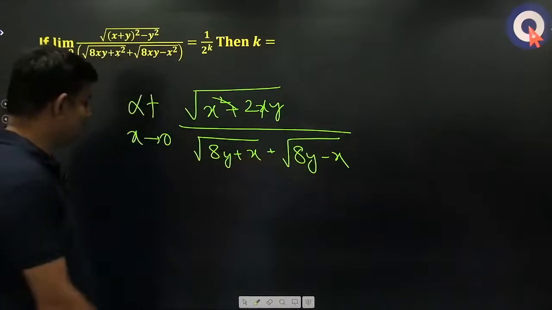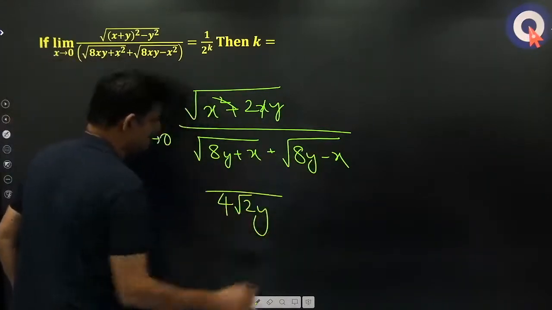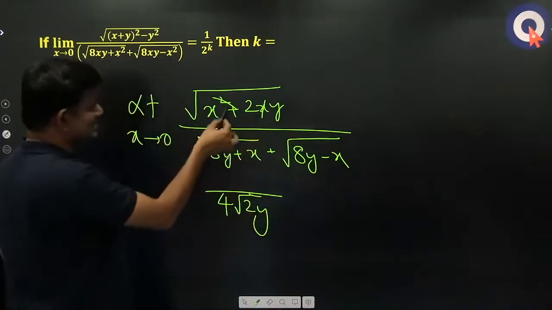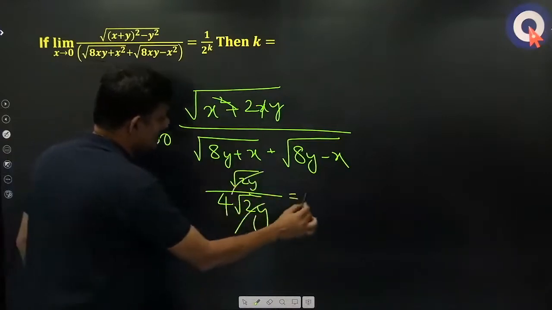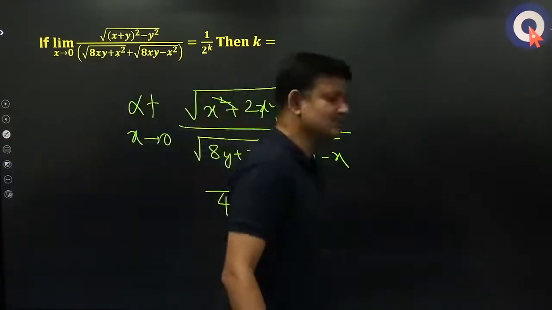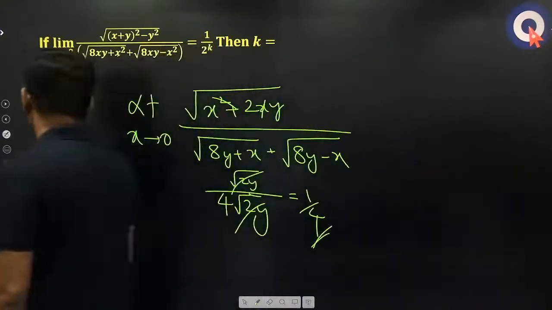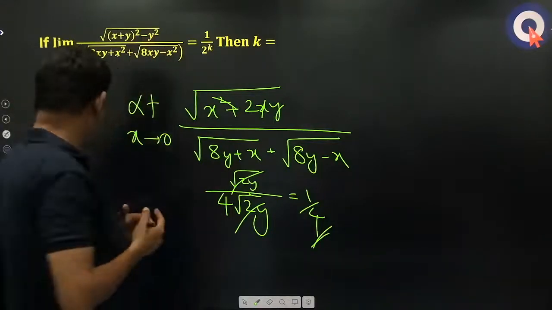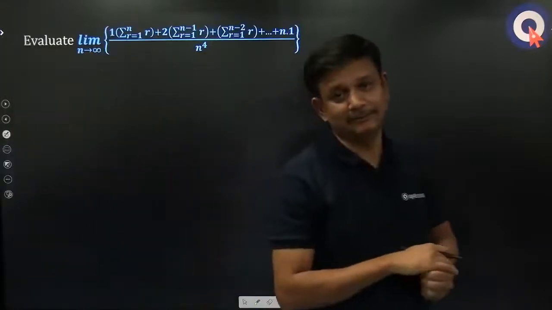Root 8y is 2 root 8y. 2 root 2 times 4 root y is denominator. Numerator is x is tending to 0 root 2y. ये दोनों cancel हो गए, 1 by 4. That will be your answer. Okay. So 2 power k is 4. K is 2. So just that, don't look at the question and get worried. That is the only moral in the question. You can happily do many such questions.